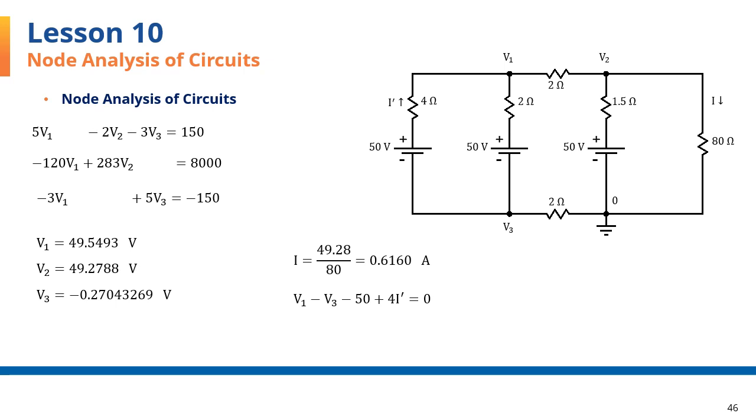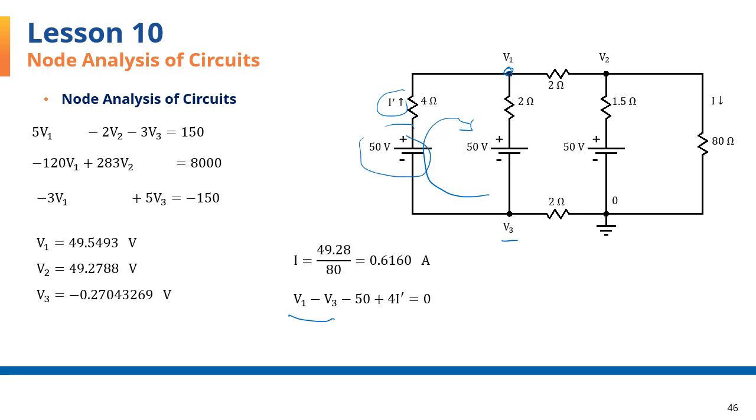For the other one, for I prime, this current here, I'll write the KVL in this loop, starting, let's say, here at V1, as I come down through this loop in the clockwise direction, there is a voltage drop of V1 minus V3. I wrote that here. I write everything this time on the left hand side, and I write voltage drops as positive and voltage rises as negative. So V1 minus V3 is a voltage drop. I wrote it as is.